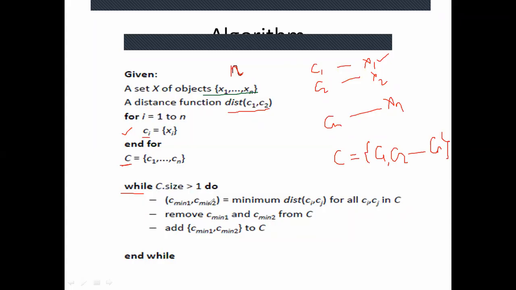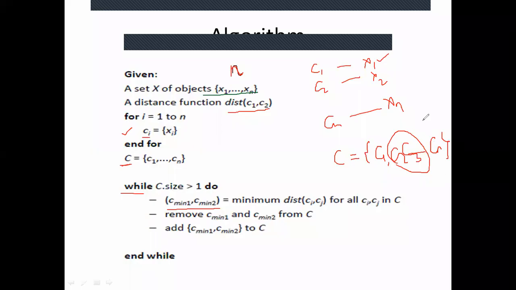We will find the minimum distance among these clusters. You will find the distance between C1 and C2, C1 and C3, and so on up to C1 and Cn. Next, the distance between C2 and C3 and all other clusters. Out of all these distances, you will find the minimum distance. Suppose the minimum distance between two clusters comes out to be between C2 and C3.